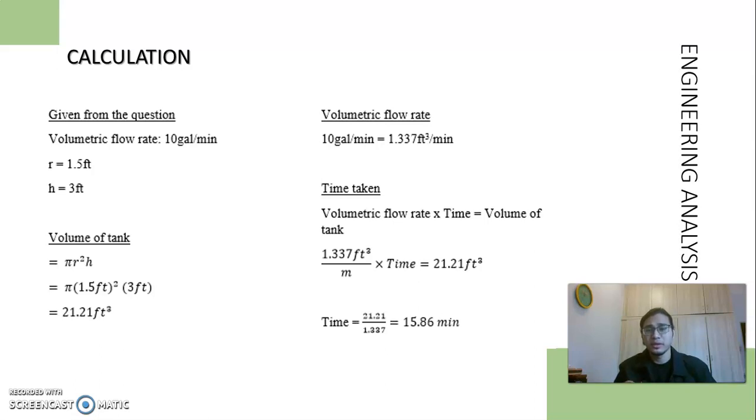And then for the volumetric flow rate, I changed the unit from 10 gallons per minute to 1.337 feet cubed per minute. This action was taken to make the next step of the calculation easier. Then I use the formula Q = V per time, volume per time, substitute all the information into this formula and rearrange, and I got time is 15.86 minutes or 16 minutes.